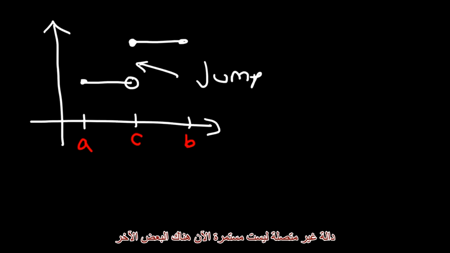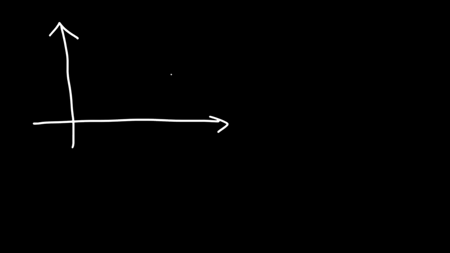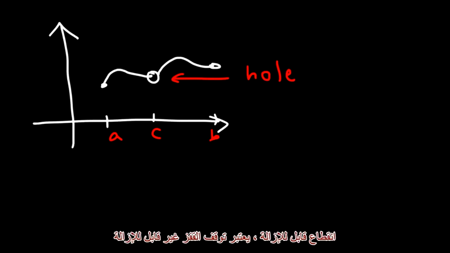It's not continuous. Now, there are some other types of discontinuities that you need to be familiar with. So this type of discontinuity at point C is known as a hole. So that's a type of removable discontinuity. The jump discontinuity is a non-removable discontinuity.